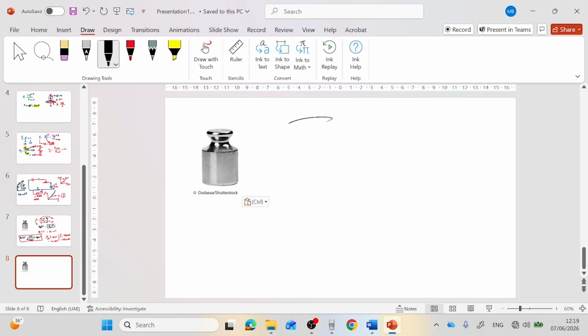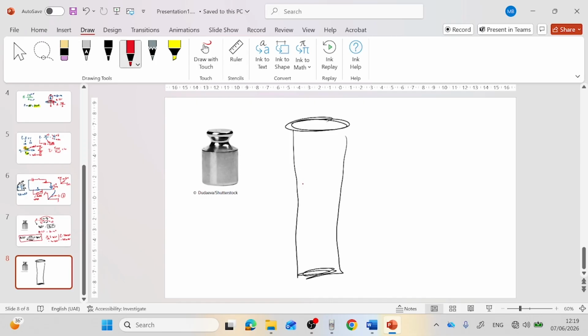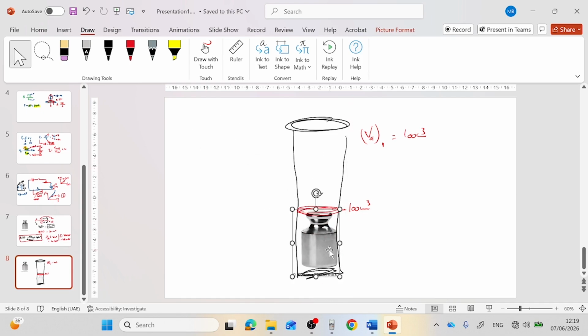So what is the method? You will bring a graduated cylinder, and in this graduated cylinder, you will put a suitable amount of water, and you will find its initial volume. For example, 100 cubic centimeter. So this is volume 1. Then you will add this shape inside the graduated cylinder. So what will happen to the level of water? Of course, the level of water will increase.